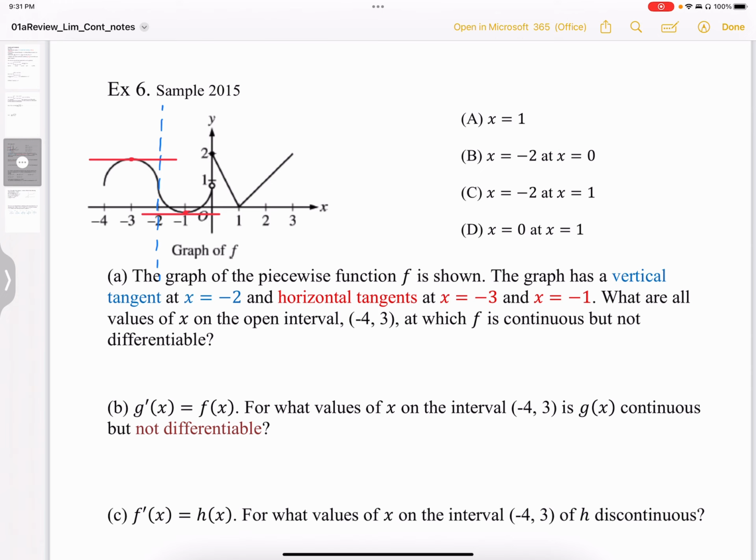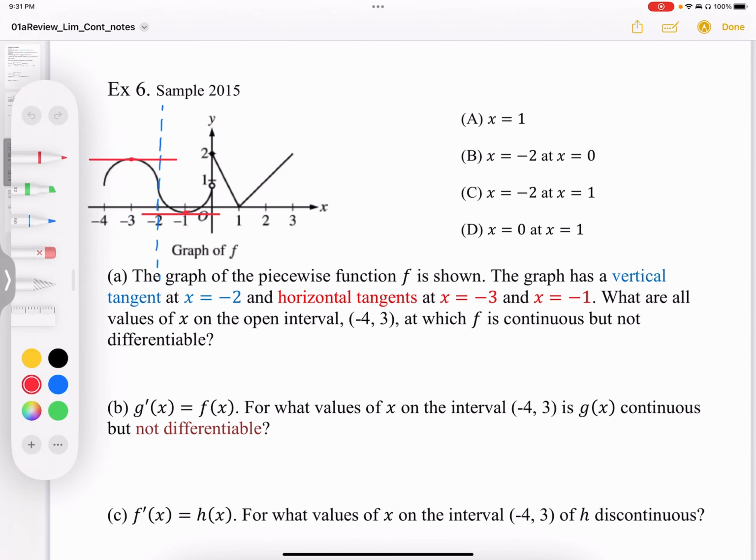It is continuous all the way to 0, and it's not differentiable at 0. Now, it wants both continuous and not differentiable, so there are two conditions it needs to meet. At 0, it's not differentiable, but it's also not continuous. So it fails the first criterion. At x equals 0, we can eliminate that because although it's not differentiable, it's not continuous.